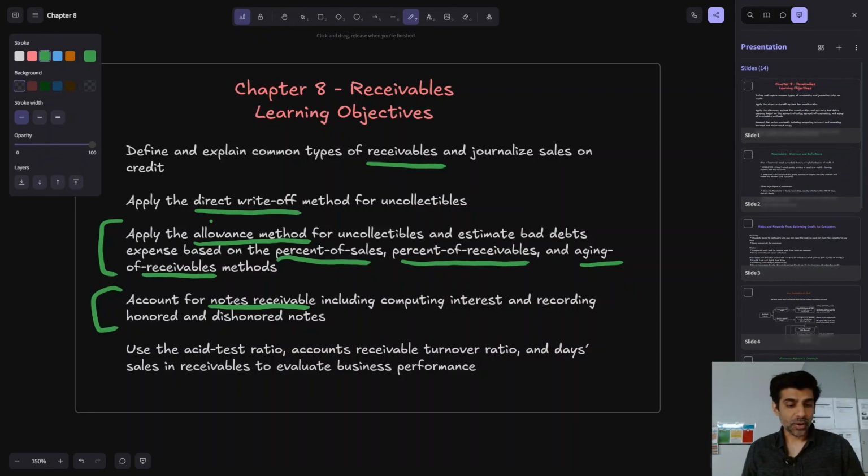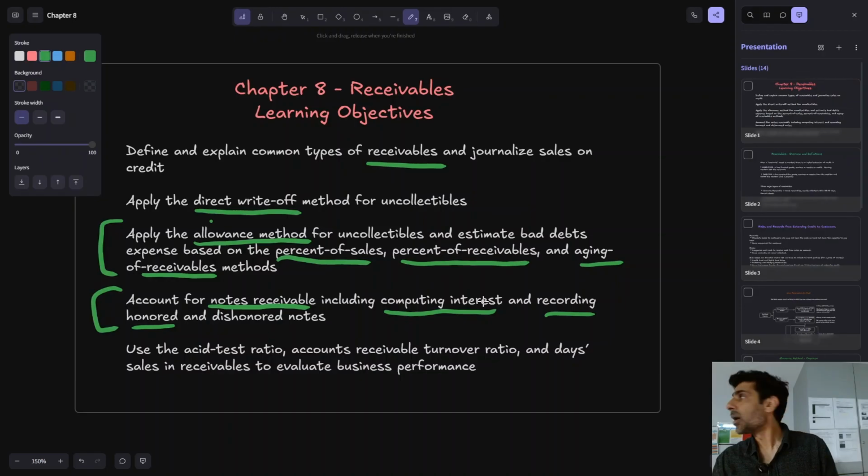So we'll just talk a little bit more about that, how to compute the interest, which we've kind of touched on, but we'll spend a little more time with that just to get some extra practice. And then also what happens when those notes receivable are not paid. So how we deal with that. Then we have some ratios at the end that we'll talk about.